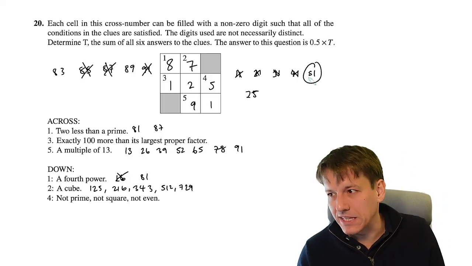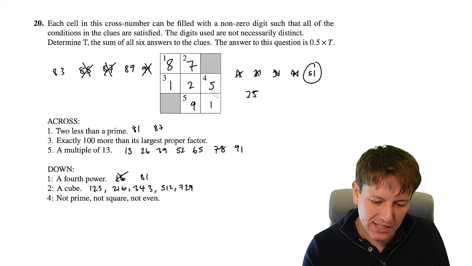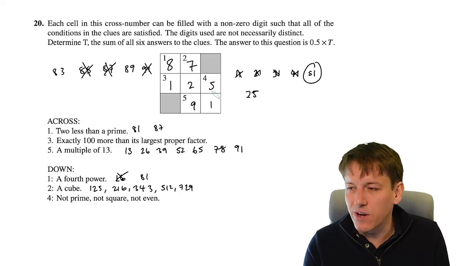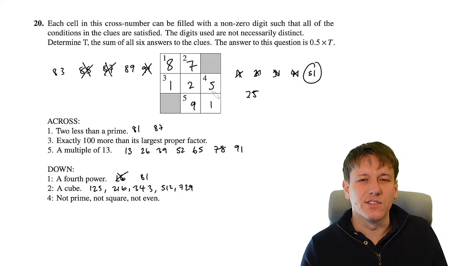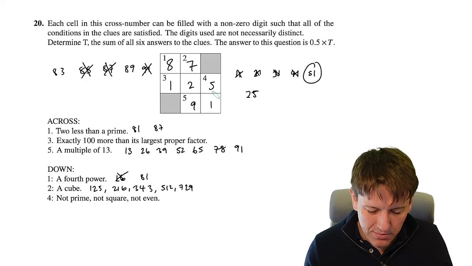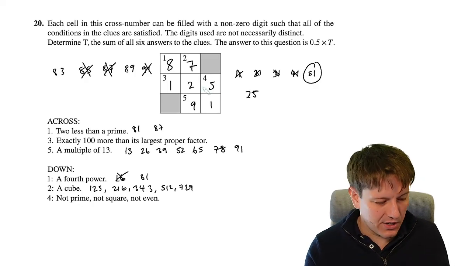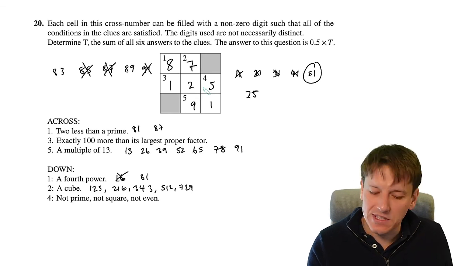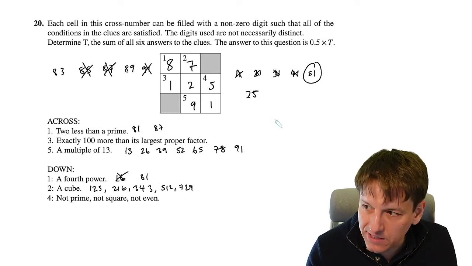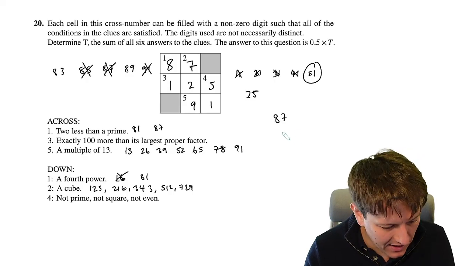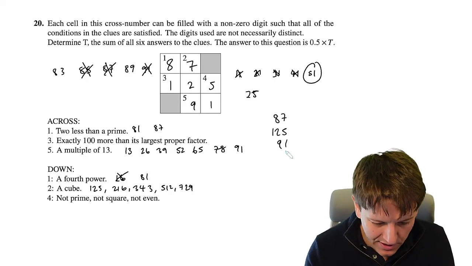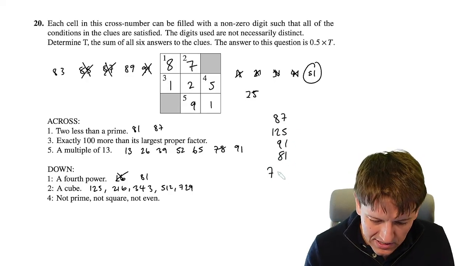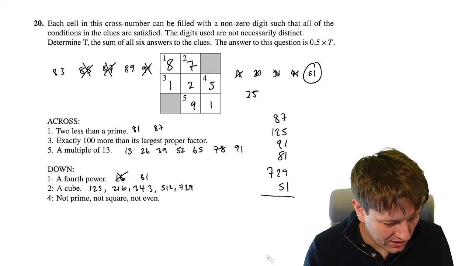And now once I've got something that's consistent that works, I don't have to keep checking whether 61, 71, etc. might work. You can go through and check that they don't work as well if you want to, but for the purpose of this question, I've solved the cross number, and now I just need to work out a half of t, where t is the sum of all of the answers here. So if I just add together 87, 125, 91, 81, 729, 1,051. Okay, I've done this earlier, but you can just add these up.